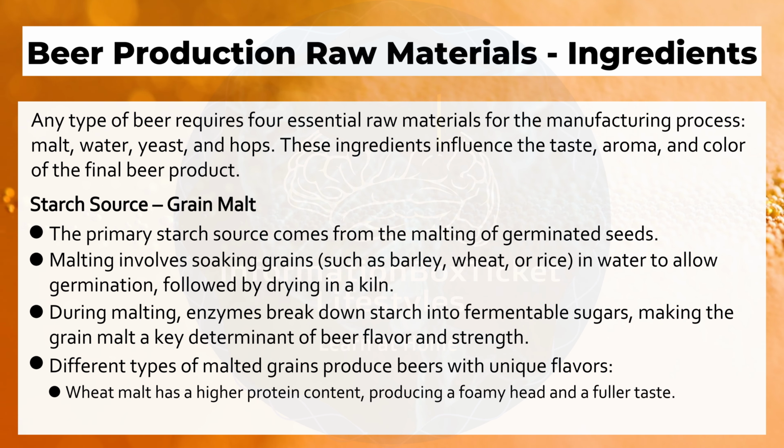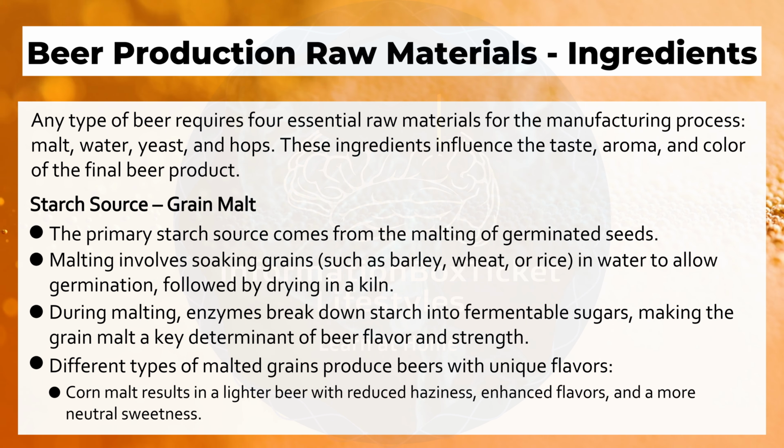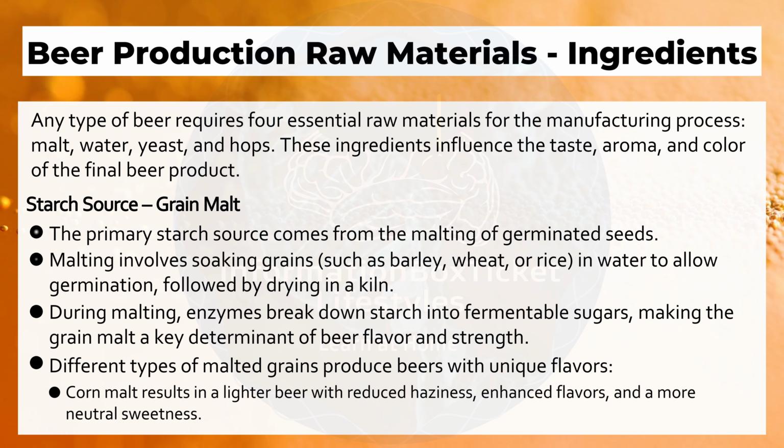Wheat malt has a higher protein content, producing a foamy head and a fuller taste. Corn malt results in a lighter beer with reduced haziness, enhanced flavors, and a more neutral sweetness.